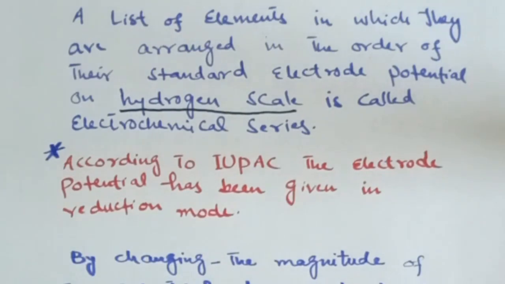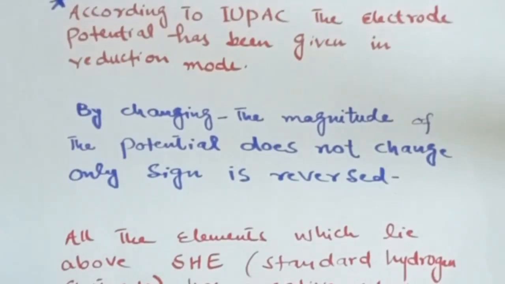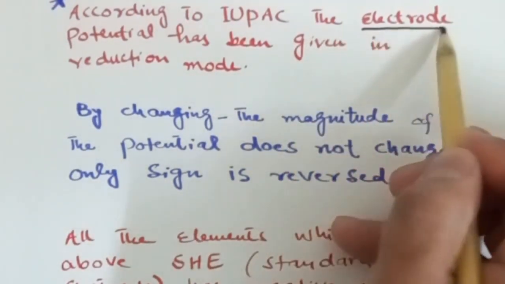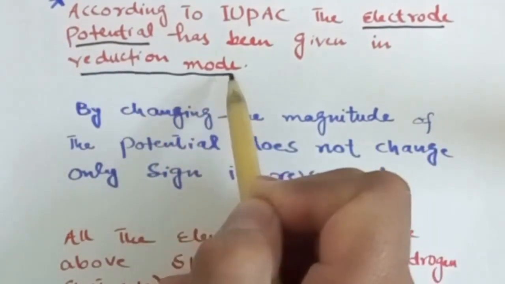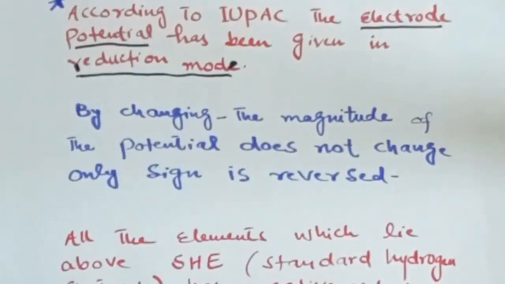According to the definition, it is the arrangement of elements in the order of reduction potential or oxidation potential, but there is a recommendation of IUPAC on electrode potentials. According to IUPAC, the electrode potentials are given in the reduction mode in the electrochemical series. So the problem is solved. The elements are arranged in the electrochemical series on the basis of their reduction potential values.